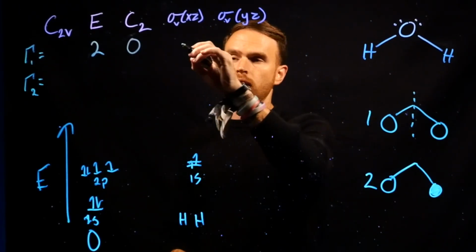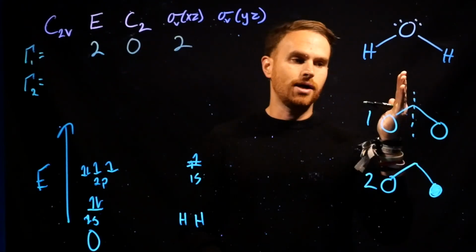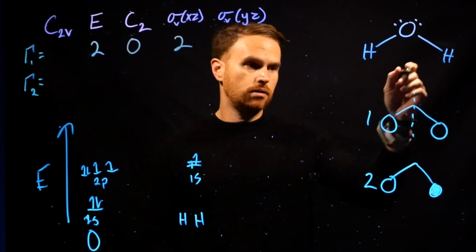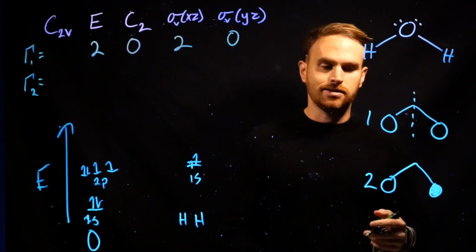If you did a mirror reflection through that, everything would stay the same and you would get a 2. And then the YZ plane is the one going along the C2 principal rotation axis. So everything will flip and it gets a 0.